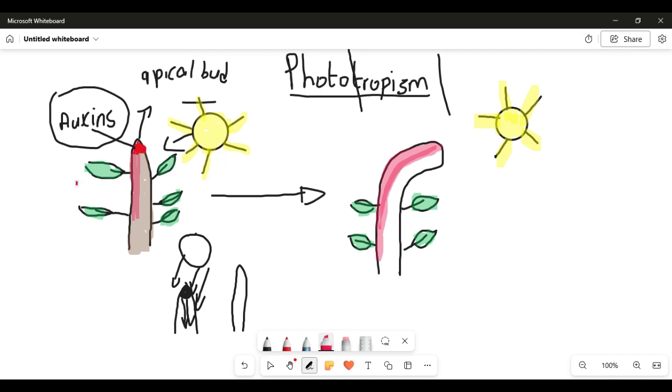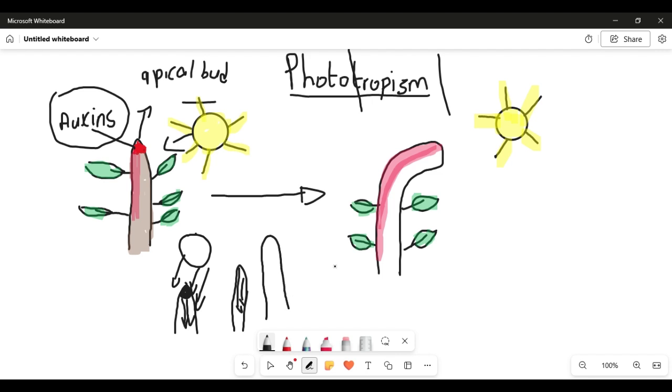And we said that when the stem receives light from all sides, or is exposed to light all around it, it is receiving sunlight on all sides. Does that make sense? So it means that the auxins will be distributed evenly. They'll move from the apical bud and be distributed evenly going down. And when they go down, they will influence the stem to grow going upwards.